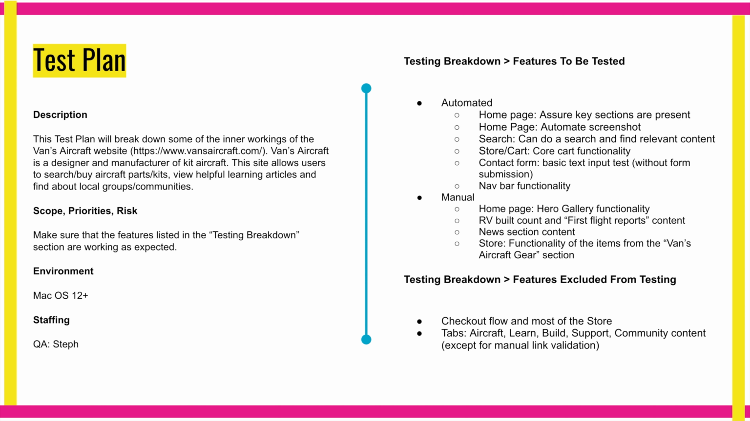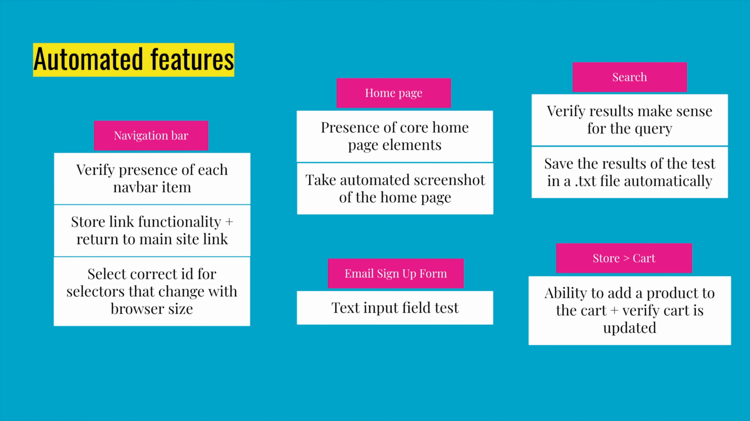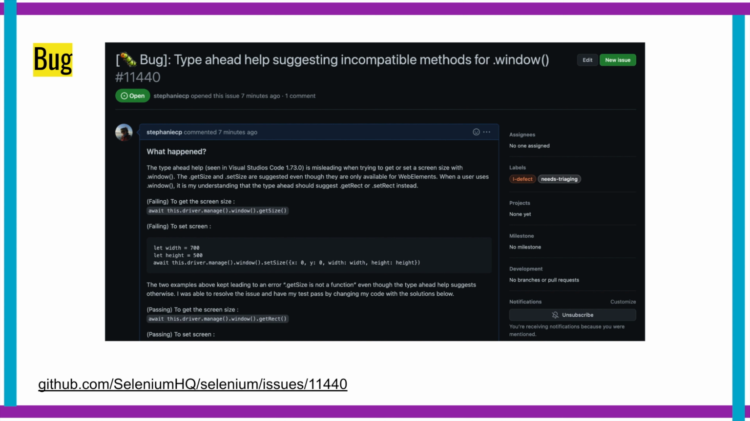I will be focusing on the QA automation test for this presentation. The features that I chose to automate are the following. In the sections that I chose to test on the site, I did not find any bugs. I did, however, find a bug in the Selenium type ahead feature. I found it on GitHub in the Selenium GitHub repo. The link below shows the issue that I filed.